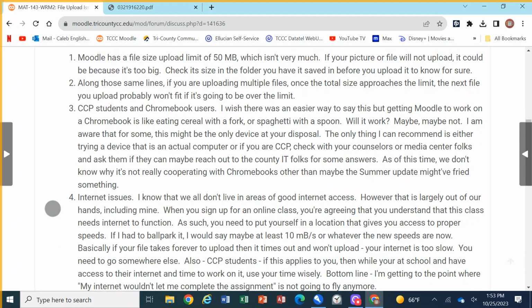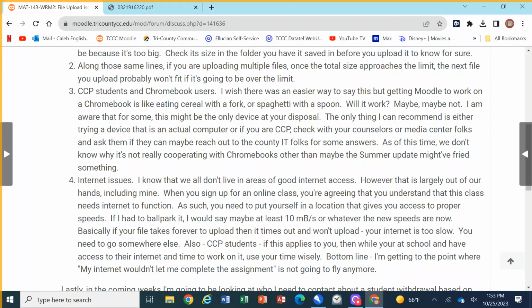If it's a Chromebook, okay, for some reason, when Moodle applied that summer update, that update said death to Chromebooks in its code, all right? Chromebooks are having an absolute fit with Moodle. I've had several CCP students, because you know they've all got their Chromebooks, message me and say, hey, I can't get it to upload. And it turns out they're on a Chromebook. And I really don't know what the deal is. Some do and some don't.